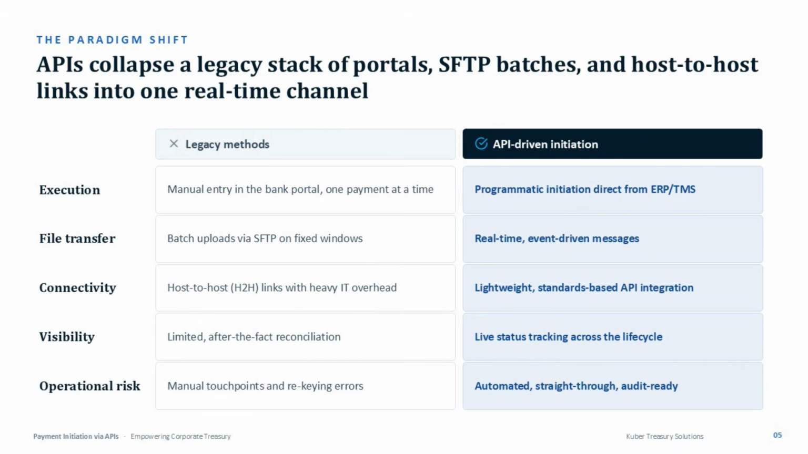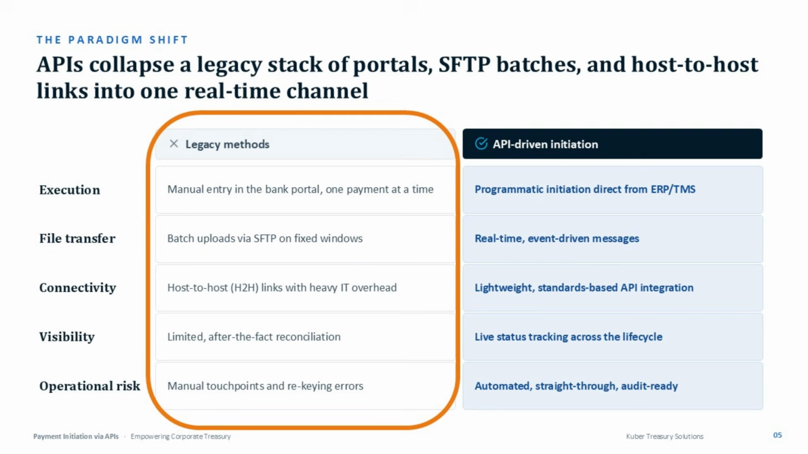Now, on the left side, we have more traditional ways of sending payments. One example is a bank portal. Treasury logs in, enters the payment, or uploads a payment file. Another example is a batch file. The company creates a file and sends it to the bank at a certain time. It's scheduled, right? Companies may also use direct host-to-host connections. These methods are still used today and can work very well.